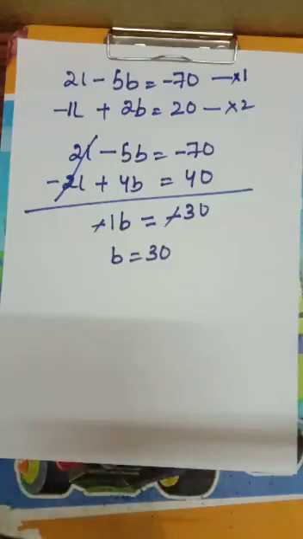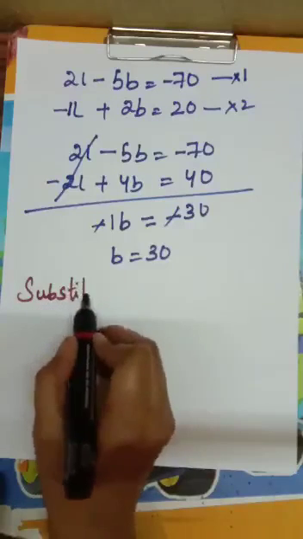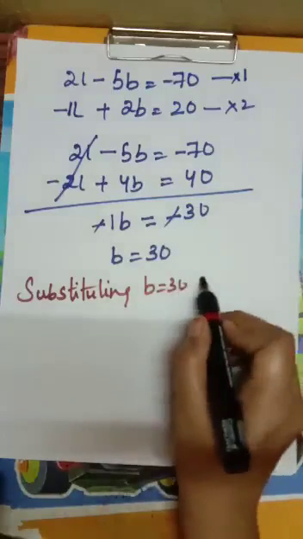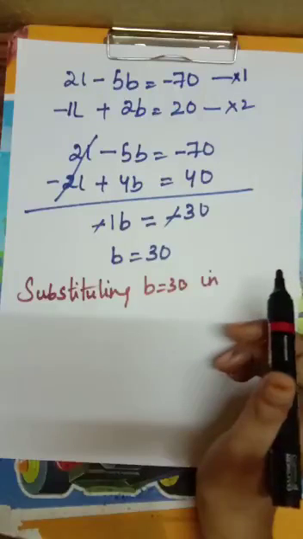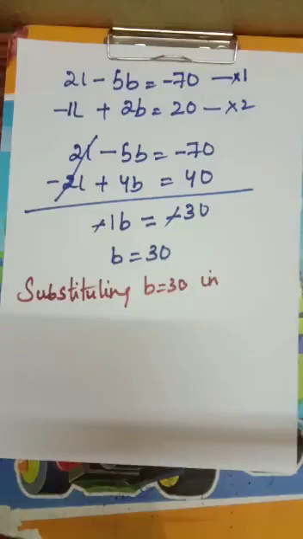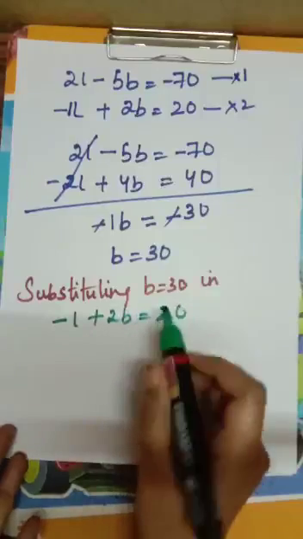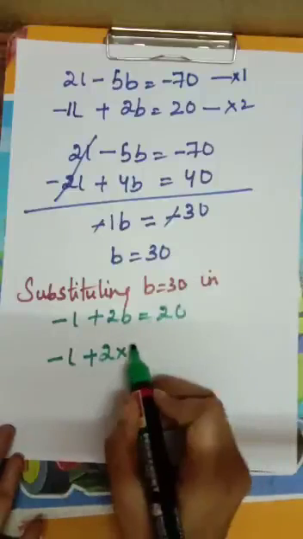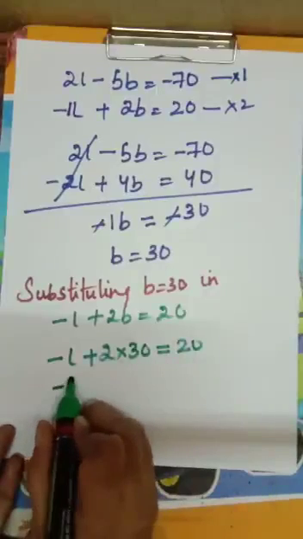After getting the value of breadth, we have to find length by substituting B is equals to 30 in any equation of your wish. आप कौन से भी इक्वेशन में डाल सकते हैं. सिंपल इक्वेशन ले लीजिए, दैट इज minus L plus 2B is equals to 20. So that is minus L plus 2 into B, B की वैल्यू 30, is equals to 20.